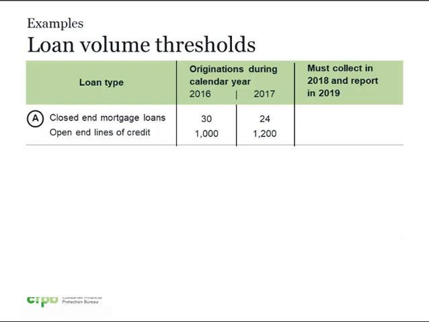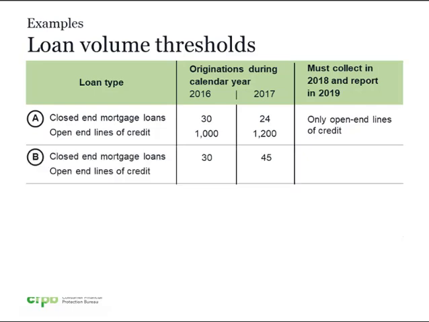In this scenario, Institution A will be required to collect data on open-end lines of credit in 2018 for submission in 2019 because the number of open-end lines of credit it originated in both 2016 and 2017 exceeded the threshold of at least 500. Institution A will not be required to collect data on its closed-end mortgage loans because it did not originate at least 25 closed-end mortgage loans in both 2016 and 2017.